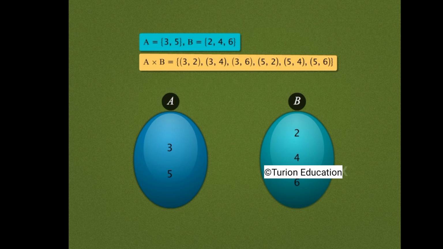That is, we draw one arrow from element 3 in set A to element 2 in B. Then, we draw an arrow from element 3 in set A to element 4 in B. Then we draw an arrow from element 3 in set A to element 6 in B. Now we draw three arrows going from element 5 in set A to each of the elements 2, 4, and 6 in set B.